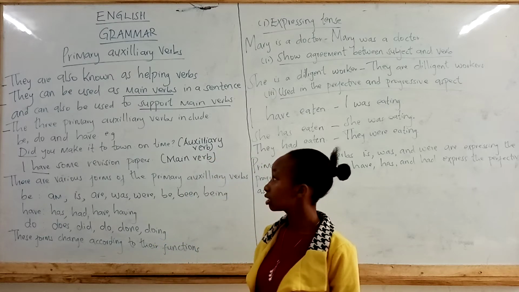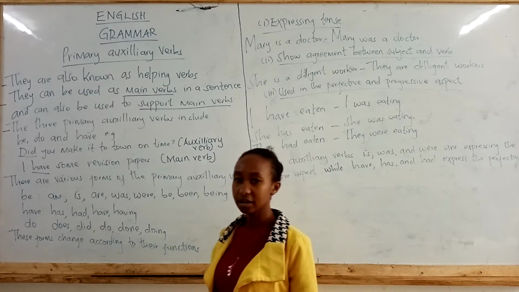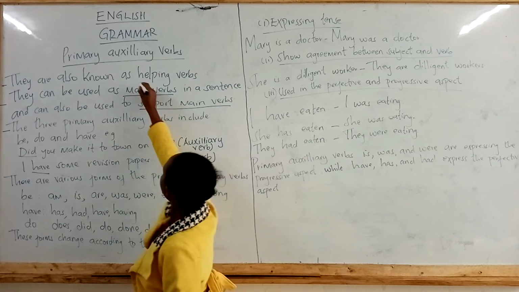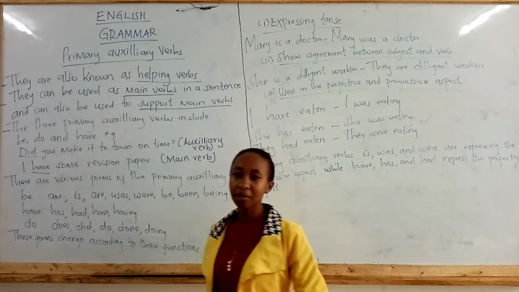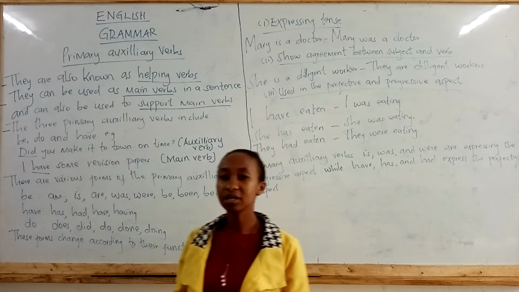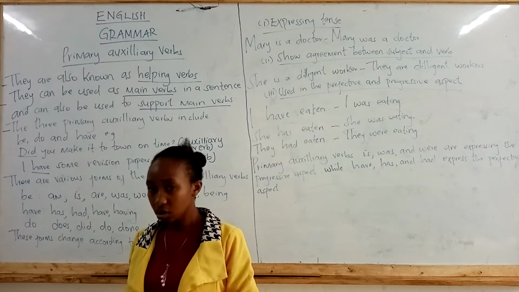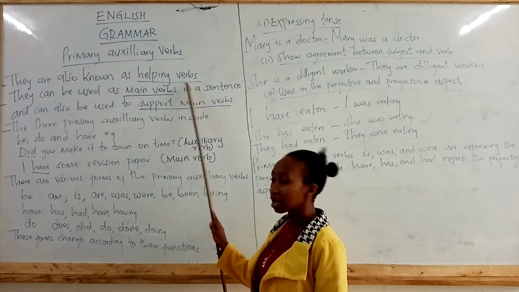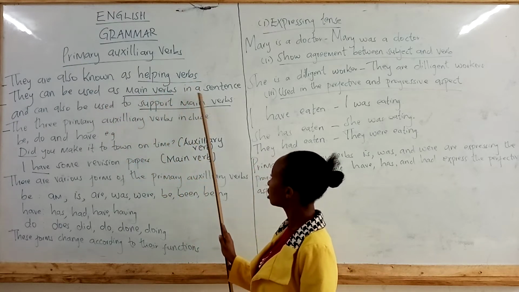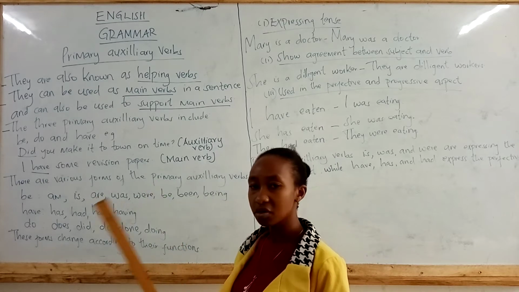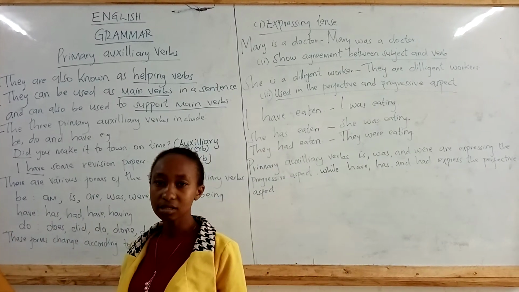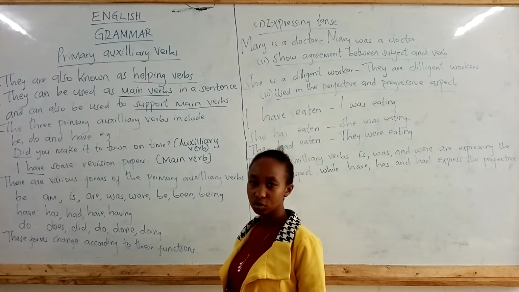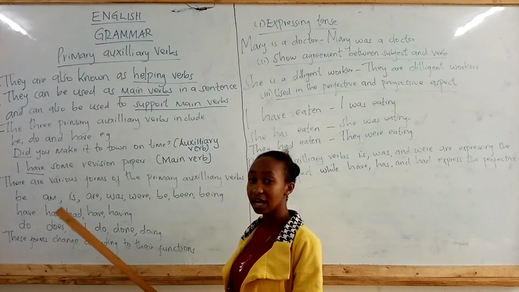So we begin by looking at what primary auxiliary verbs are. Primary auxiliary verbs are also known as helping verbs. So when I talk about an auxiliary verb, I simply mean a helping verb. We are told they can be used as main verbs in a sentence, and they can also be used to support the main verbs in a sentence.